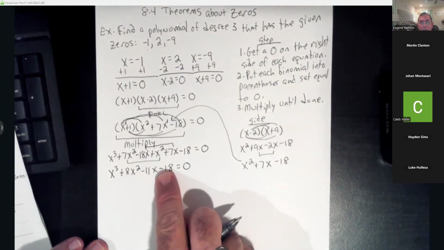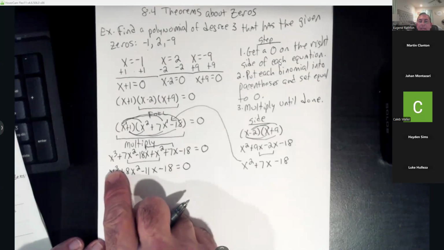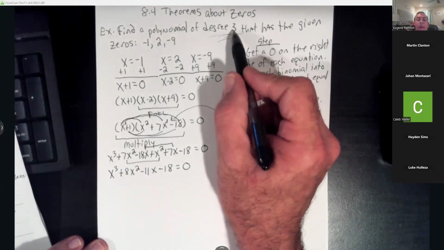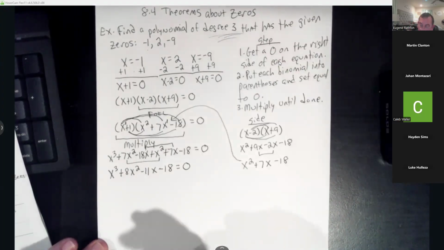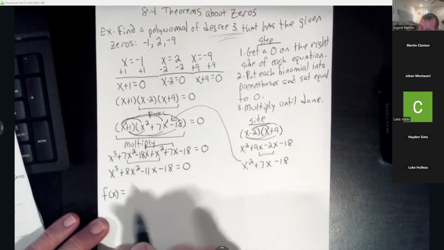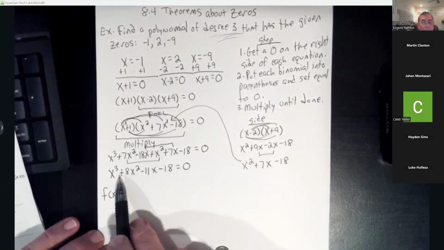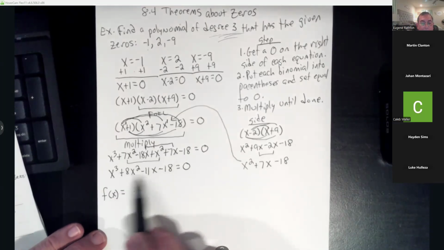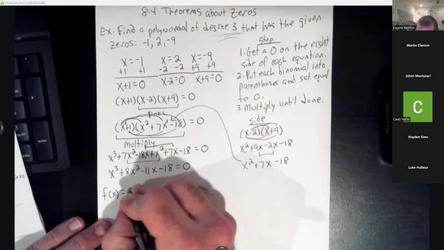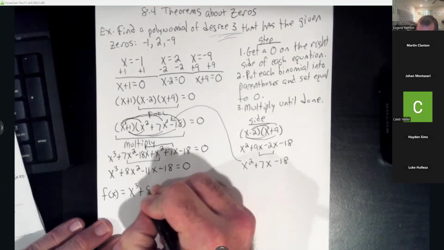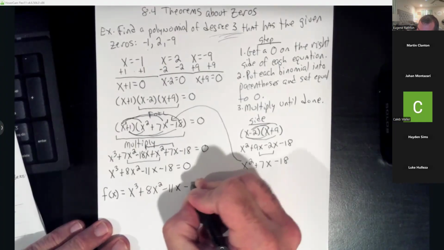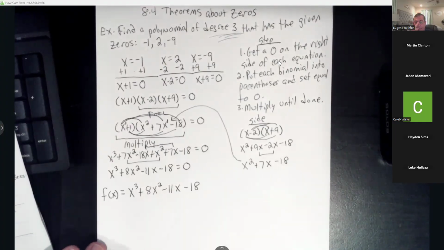So now we've got our polynomial. The highest exponent is 3, and y'all, that's what they were telling us right here. It has to be a degree 3. So in MATLAB, once you've got the polynomial equal to 0 and you've multiplied everything, that now becomes my function. So f of x equals x cubed plus 8x squared minus 11x minus 18.